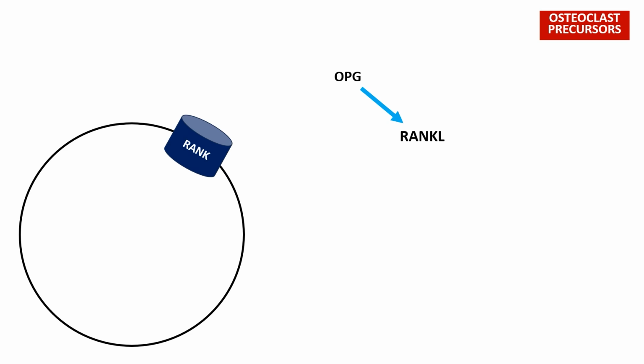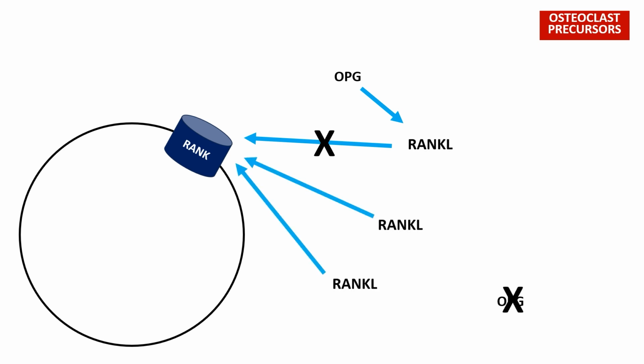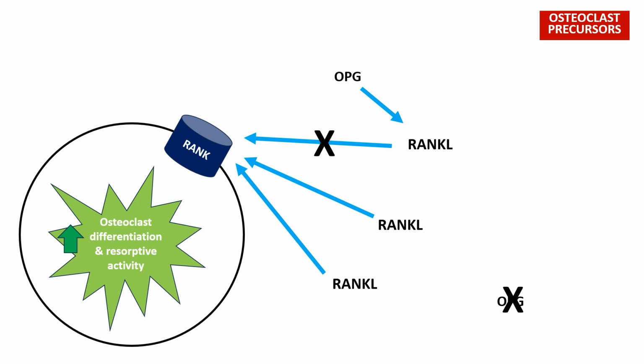Osteoprotegerin is a decoy receptor which competitively binds to RANKL, limiting its interaction with RANK on the osteoclast precursors. But with increased RANKL to OPG ratio, there's increased stimulation of RANK by RANKL, inducing differentiation and increased resorptive activity of osteoclasts. The bone resorptive effect of PTH is further supported indirectly by its influence on 1,25 vitamin D.